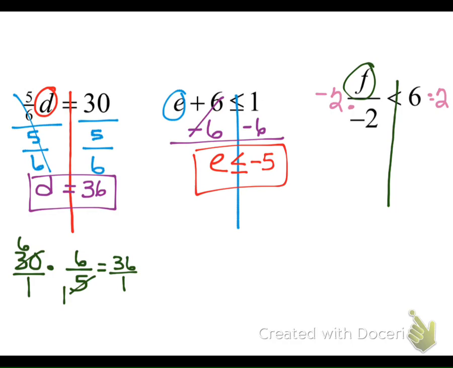So now I bring down my variable f. Oops, sorry, I need to show that that cancels. So now I bring down my variable f. Now my inequality sign, I multiplied by a negative number. Since I am multiplying by a negative number, my inequality sign will flip. So now it's f is greater than, and then I solve. So 6 times negative 2 will equal negative 12. And that will be my final answer.